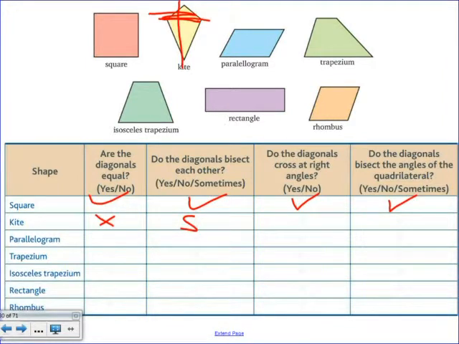Do the diagonals cross at right angles? I wasn't sure because it depends on the top angles, doesn't it?